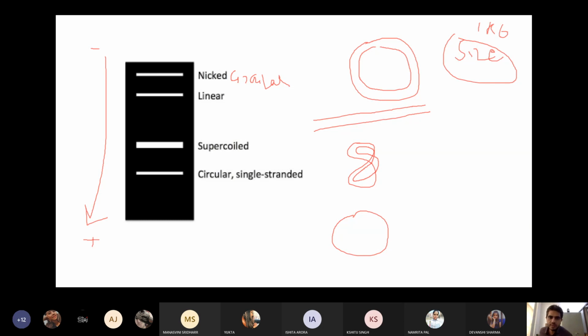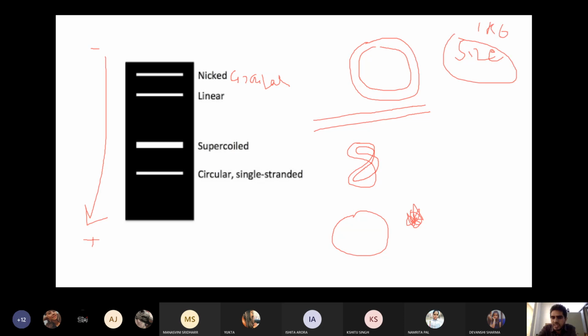But first we are talking about the circular single stranded. When it is single stranded, it is a bit more flexible. When I say more flexible, it means it can bend its shape as it wants, because there is no restriction. There is no steric hindrance at all in this case. Because of the absence of steric hindrance, it can take whatever smallest shape it wants. Okay, so it can move like this.